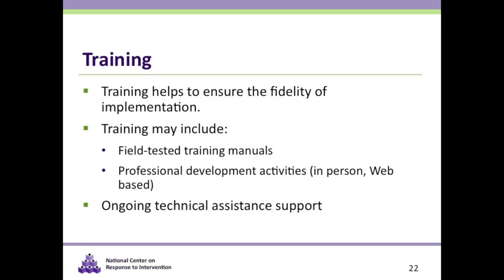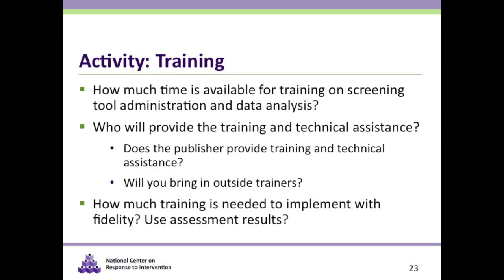In order to help ensure that the measures are administered with integrity, anyone administering the screener must be trained. Training may include field-tested training manuals, professional development activities, in person or over the web, and ongoing technical assistance support. Training helps to ensure the fidelity to implementation. Think about your own school or district or the school in the case study and answer the questions in Section 8. What do you need for training?